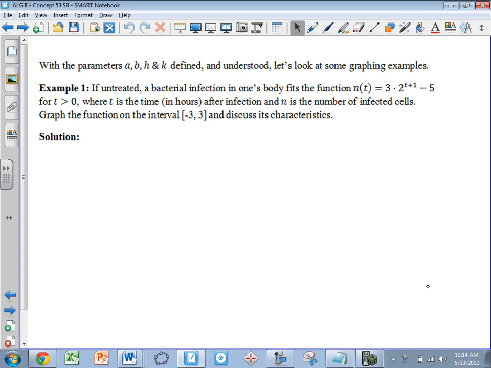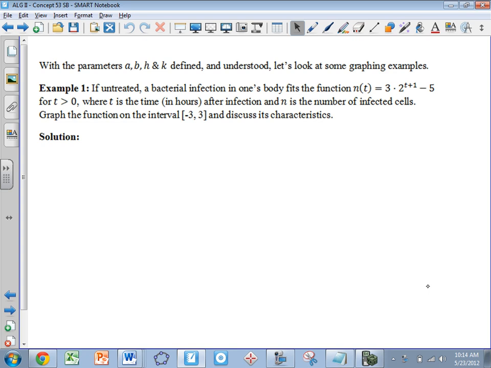So remember from yesterday, what we talked about was the idea of growth and decay, and the values a, b, h, k and what those values did to our graph. Remember that a had to do with the concavity, concave up or concave down, what type of graph we have. b had to do with whether it was growth or decay. h and k were our translations.